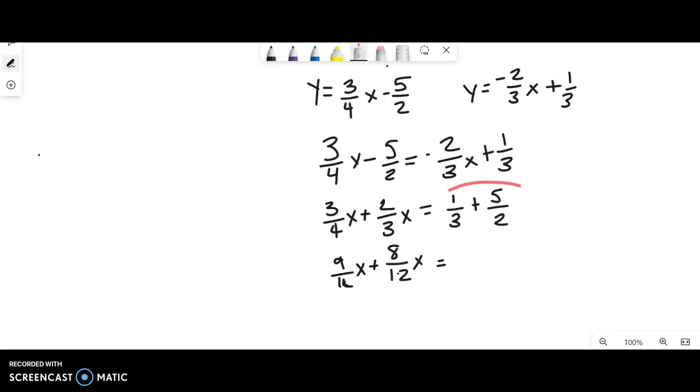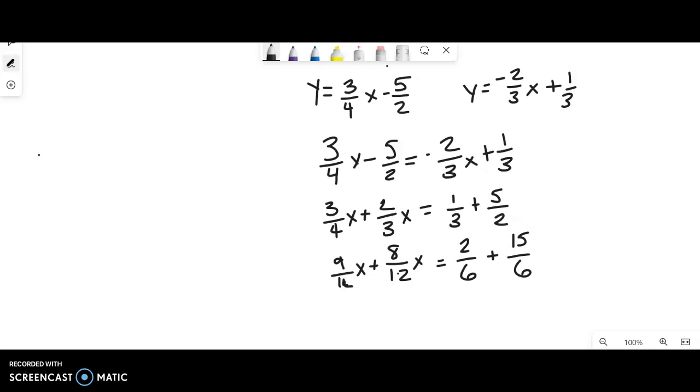On the second side here, I have a 3 and a 2 on my bottom, so I'm going to make it a denominator of 6. So in order to get the first one to be a denominator of 6, I multiply it by 2. So I'm going to have 2 over 6. In order to get the second one to be a denominator of 6, I'm going to multiply it by 3, so I'm going to have 15 over 6.